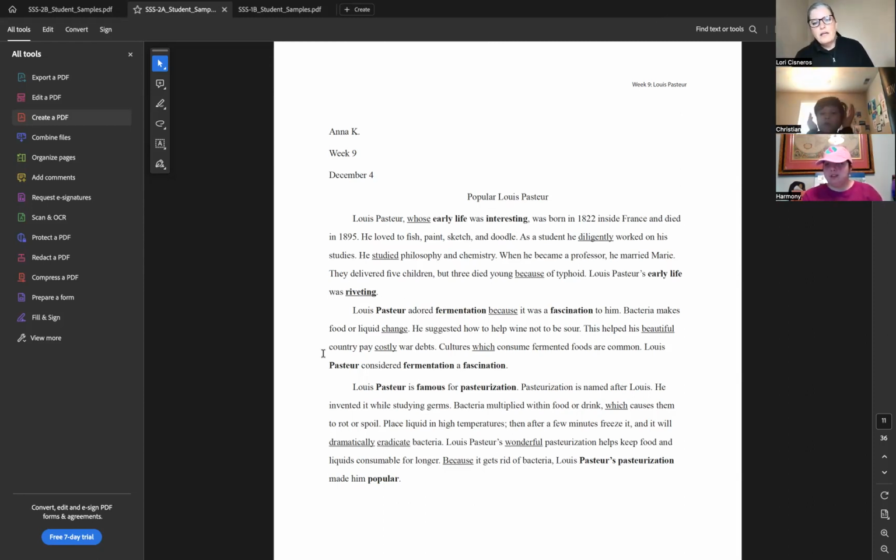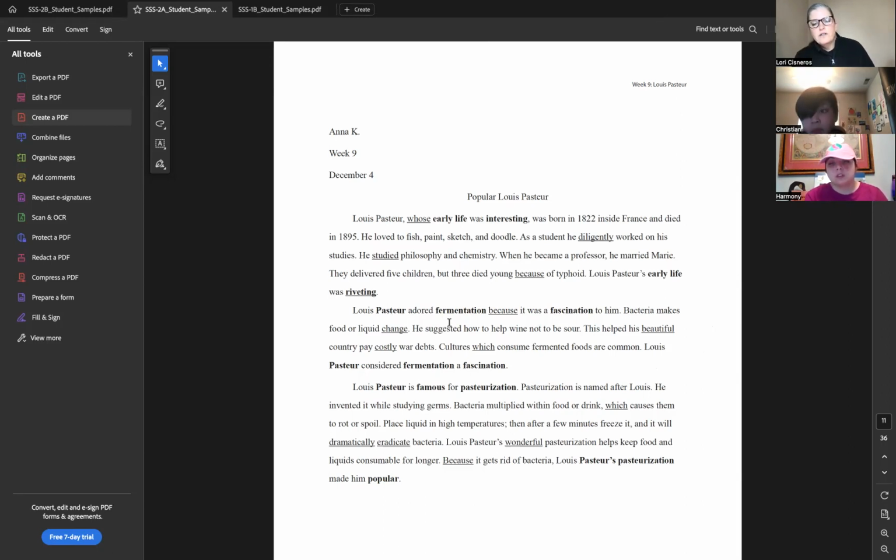How about Harmony? Look at the second paragraph here. What words do you see that are the topic clincher words in the second paragraph? Presentation. Good. And then for the clincher? Orientation. Fascination. Fascination. There you go. So she repeated all three of the words in that paragraph.